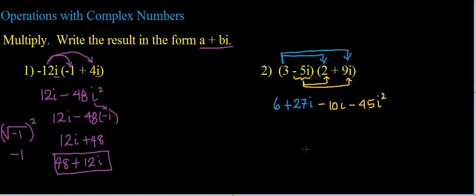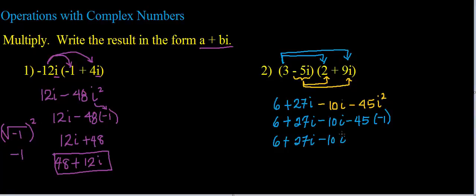So let's go ahead and simplify this expression. Before I do anything, I'm going to change the i squared to negative 1. So I'm just going to rewrite all of the terms just the way they are, and I'm going to change that i squared to negative 1. There it is. And now I simplify negative 45 times negative 1, and I'm going to rewrite everything, and this is going to be plus 45.